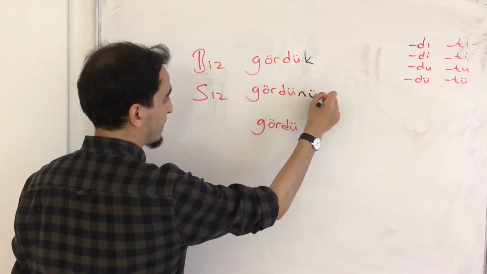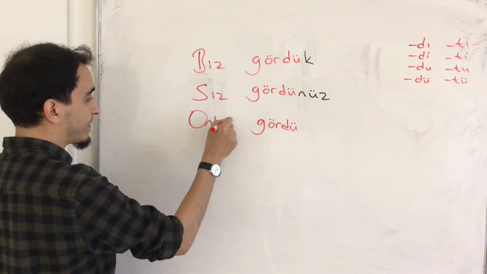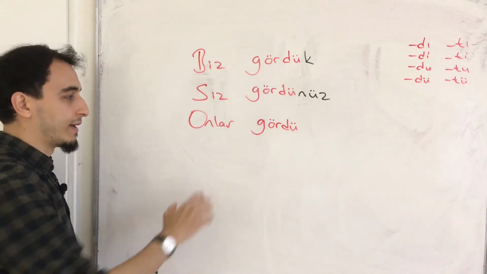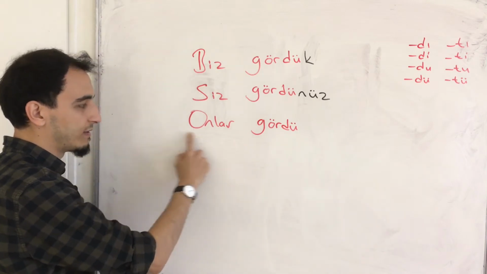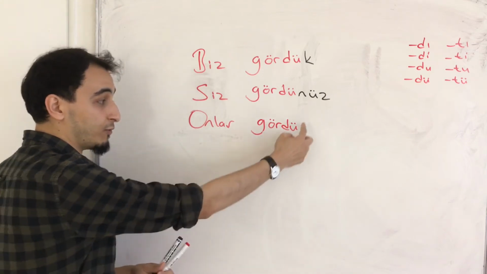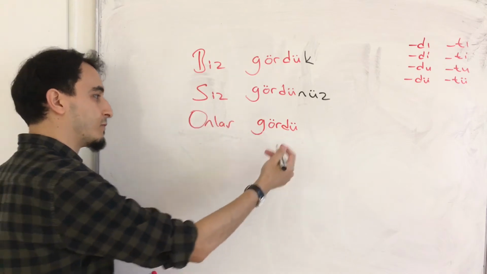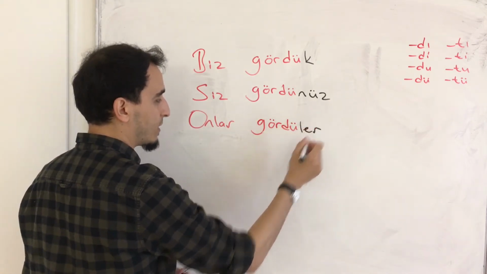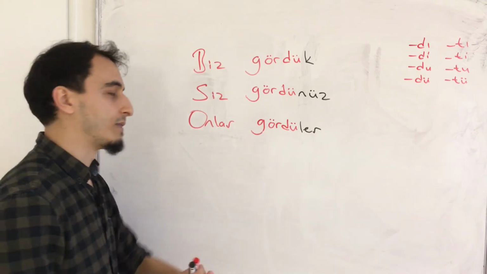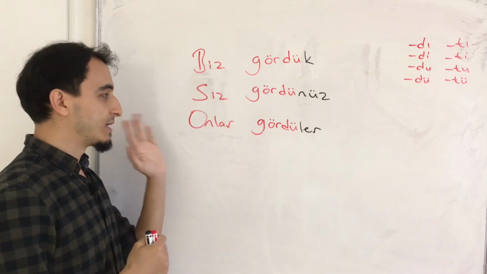Siz gördünüz. Siz gördünüz. Onlar gördü. This way it works, you know. For third person, the plural works with singular if you don't put any personal suffix. But we also use this form. Onlar gördüler. Tamam mı? So we better know this one. Onlar gördüler. Tamam. It's basically this way.